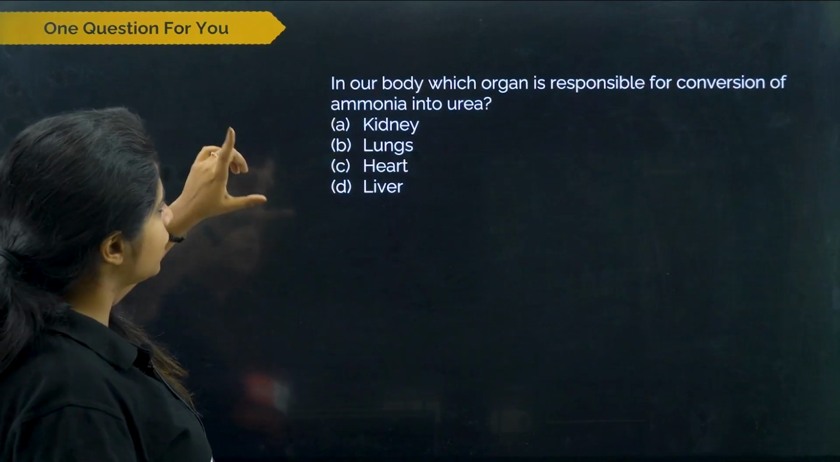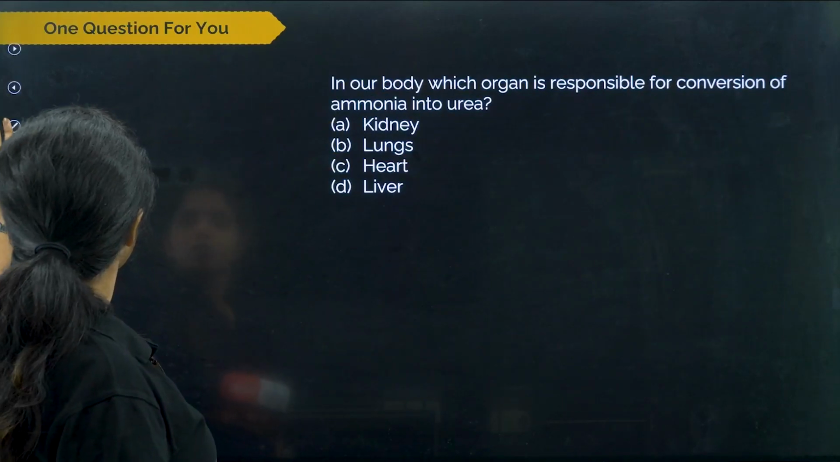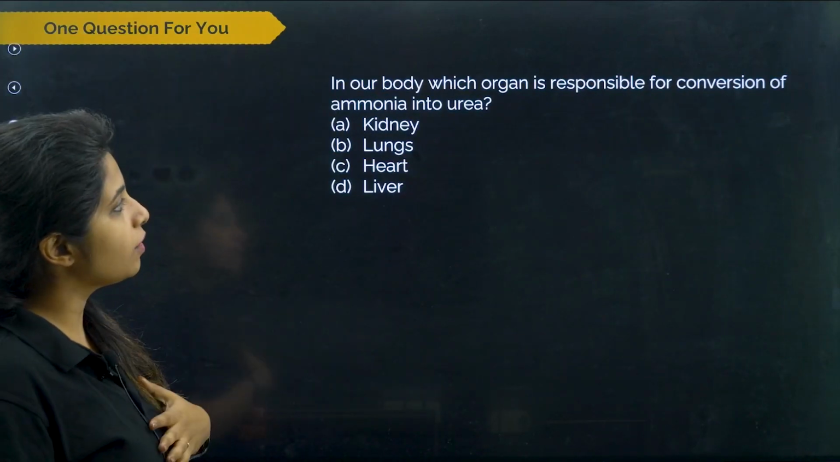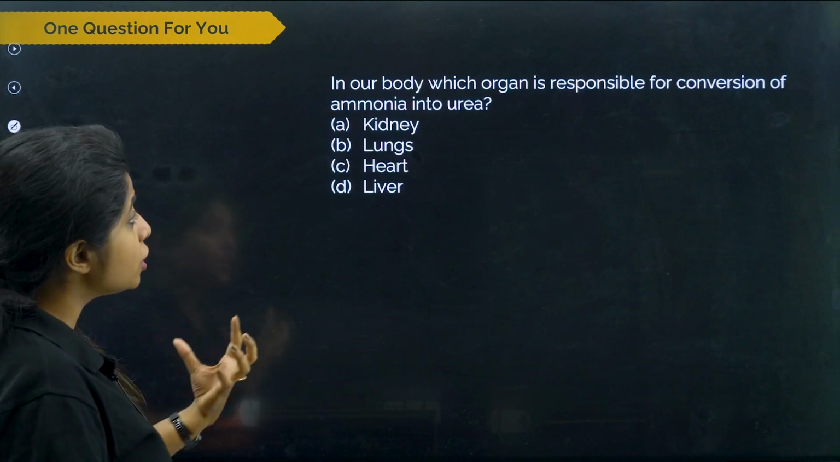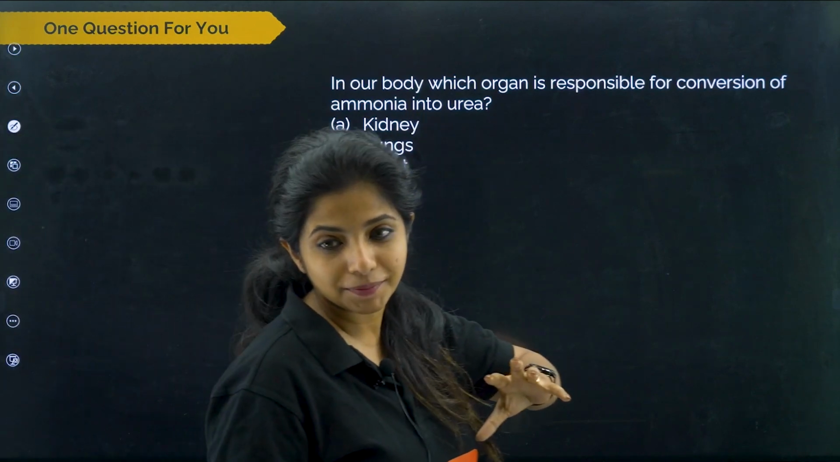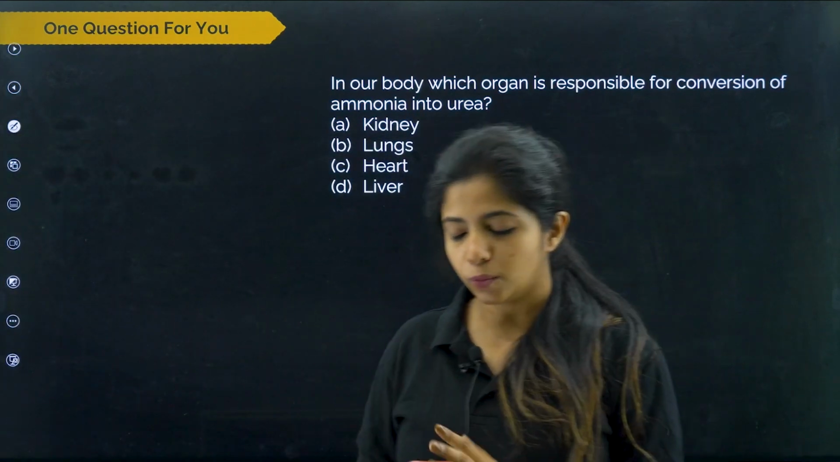And I just have one more thing, little homework question for you guys. You try to solve it. So in our body, which organ is responsible for conversion of ammonia to urea? Kidney, lungs, heart, liver. What is that?